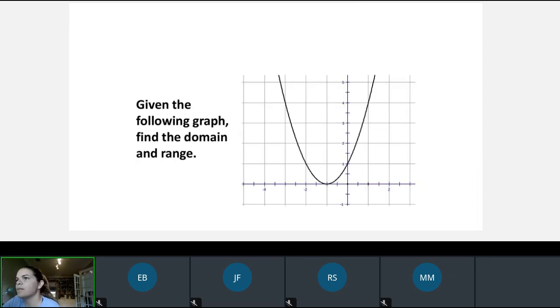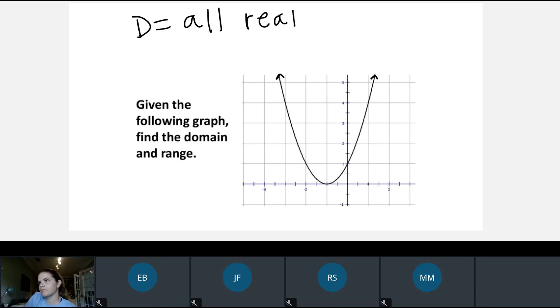Now let's go ahead and find the domain and range of this graph. And what I'm going to do is add a very important piece. Good, Jonathan. So when I added the arrows, the domain becomes all real numbers. Exactly. All real numbers. And my range, what does it look like my range is going to be?